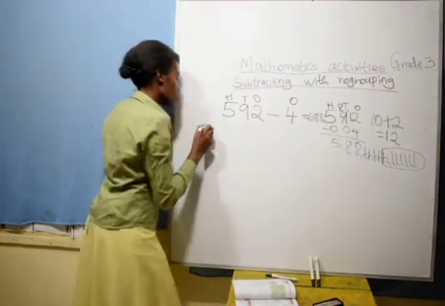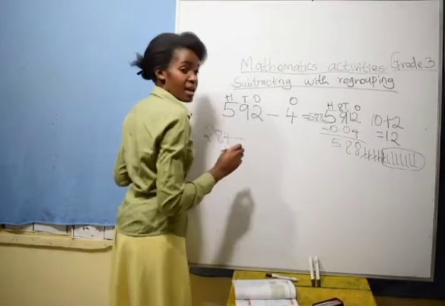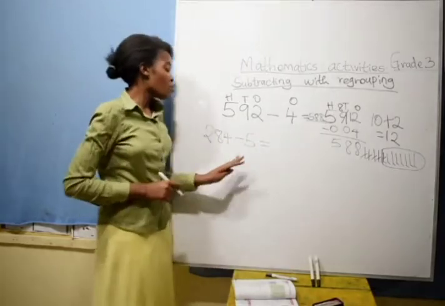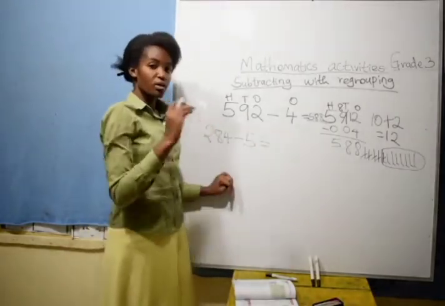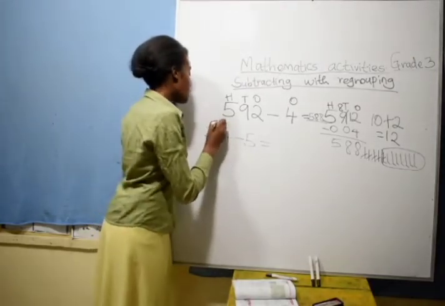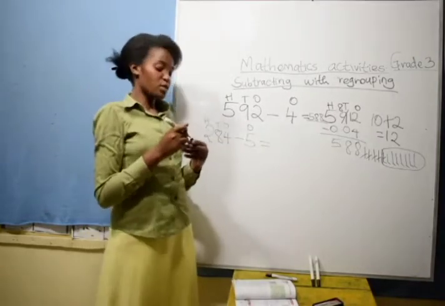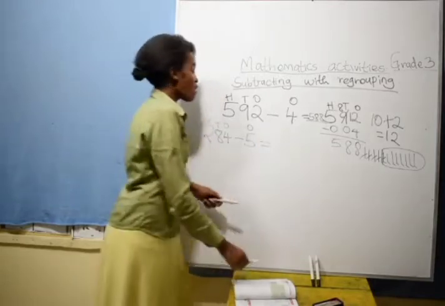We go to number 2, 284 take away 5. When we are borrowing, you borrow when the number is less. You don't borrow when the number is big. We are only borrowing when the number is less. And here, which two numbers are we going to subtract? Tell me which two numbers. Yes, 4 and 5. We are going to subtract 4 and 5.